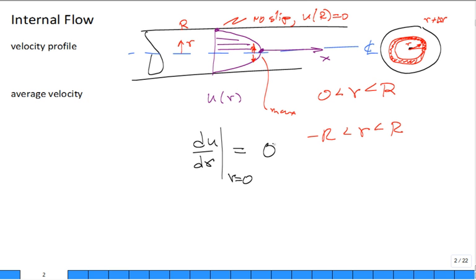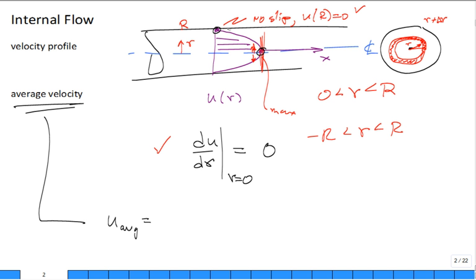It's as if the slope is flat right there at the center line. So those are two boundary conditions that we'll use again and again today, or at least once or twice today. Then we talk about the average velocity, maybe U avg. Well, we know that it's high at the center and low at the edges of the wall.